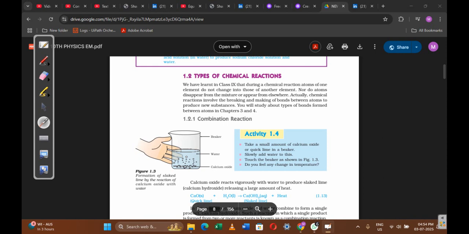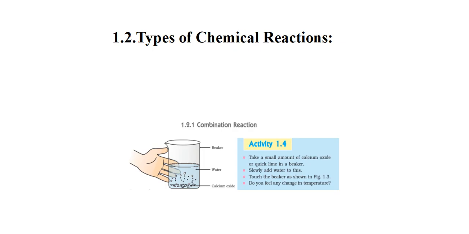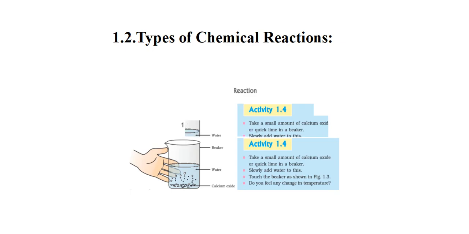The first one is the combination reaction. Take a small amount of calcium oxide. The name of this calcium oxide is quicklime. Take this calcium oxide in a beaker and add water slowly to it. Touch the beaker with your hands. You feel that the beaker is hot. Do you feel any change in temperature? Yes, the temperature changes. Let us describe this.